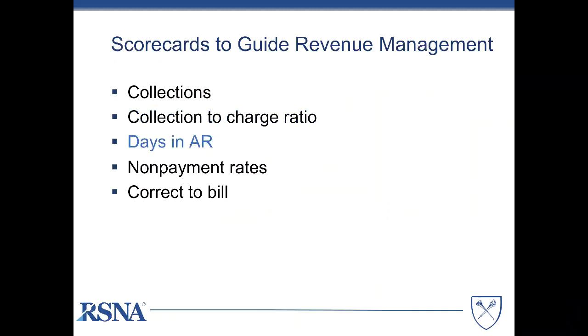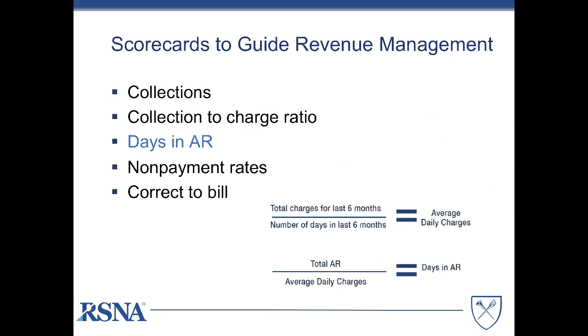Days in accounts receivable, or days in AR, is a commonly used measure in healthcare billing. It's not intuitive, so it warrants a bit of explanation. As a general rule, it's calculated on a 6-month rolling basis. And so you first calculate your daily charges over that time by dividing your total charges by the number of days in that window. And for 6 months, that's usually around 182. And then you divide your total amount in accounts receivable. That's the total dollar amount of all the bills you sent out but you haven't yet gotten paid for. And you divide that by the average daily charges amount to calculate your days in accounts receivable.